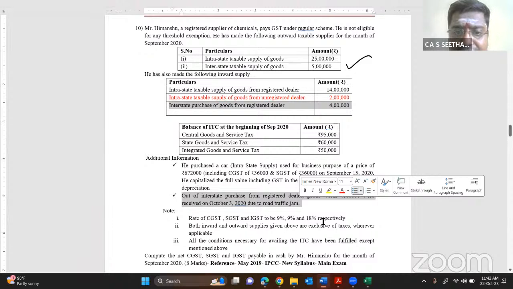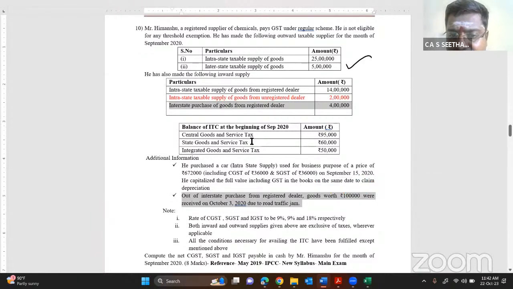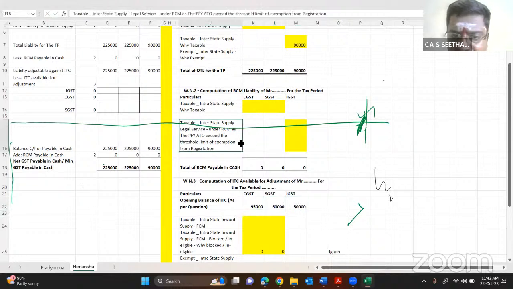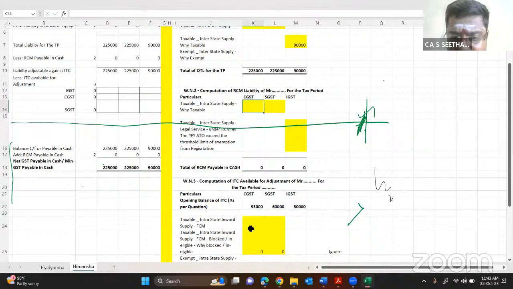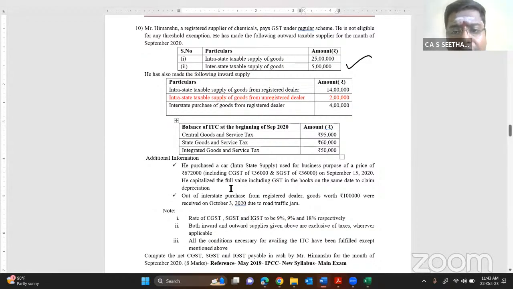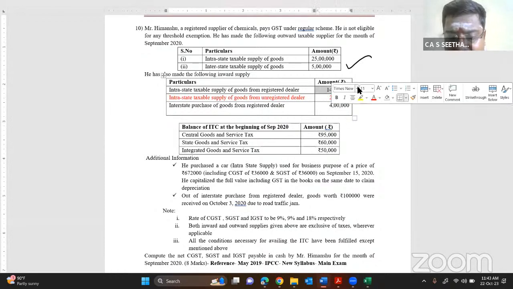So let's go ahead and write with respect to this inward supply. Is there any opening balance they have given? Yeah. ITC opening balance in the month of September they have given, which is 95, 60, 50. So we are substituting here 95, 60, and 50. And apart from this, we have purchase of interstate taxable supply, which is under forward charge mechanism because no reverse charge mechanism has been said. Assuming it to be in a forward charge mechanism, it is 14 lakhs.